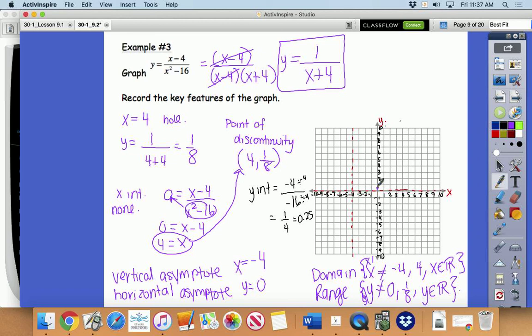Remember, there's no x-intercept because we have a horizontal asymptote there, which means we can't have an x-intercept. So that actually makes sense. We also want to show that hole.